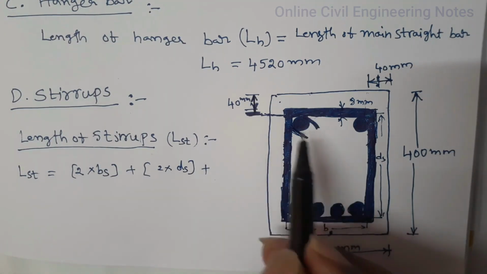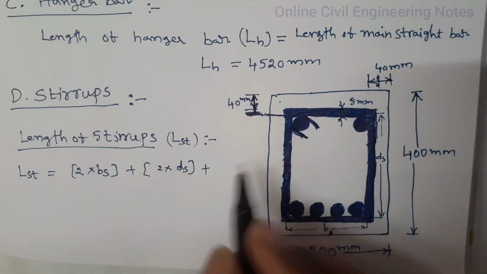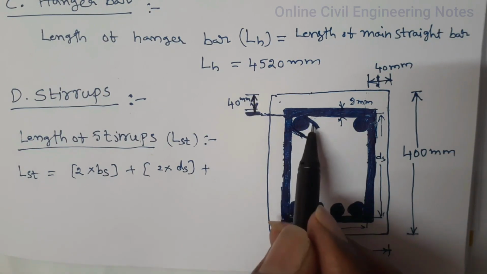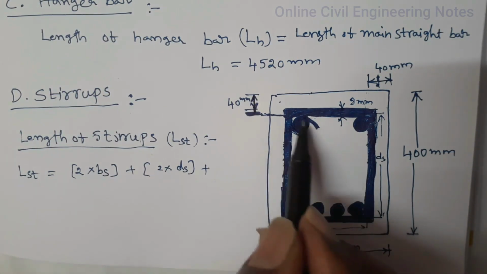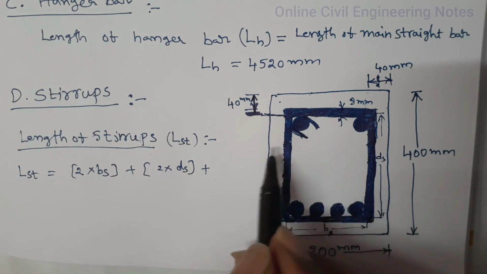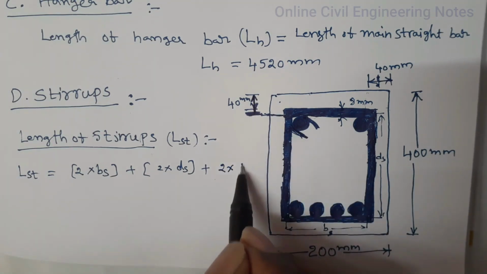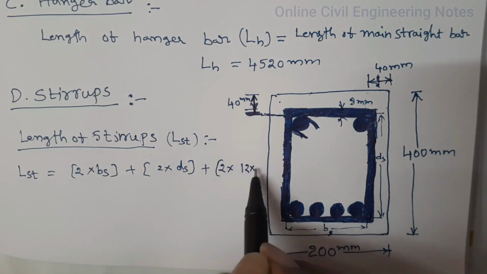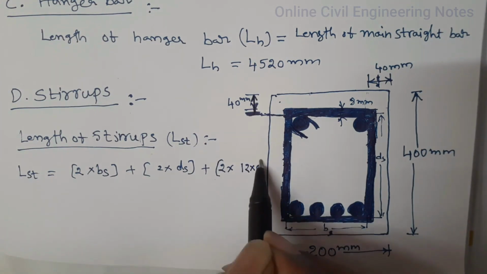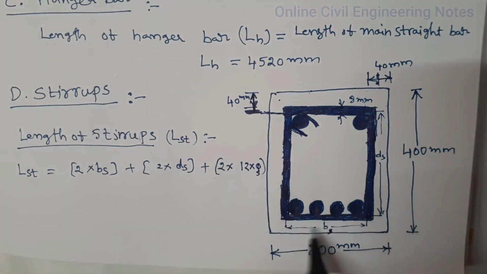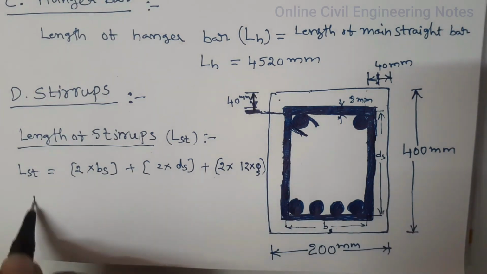So these are bent at an angle of 135 degrees. For one 135 degrees bend, the length is 12 times dia. 2 bends. Therefore 2 into 12 times dia of stirrup. Calculate this BS and DS.